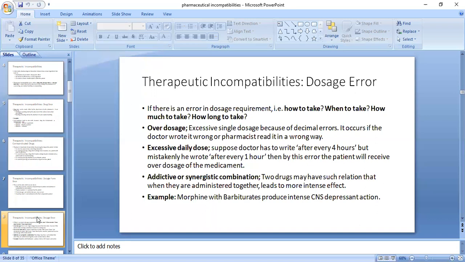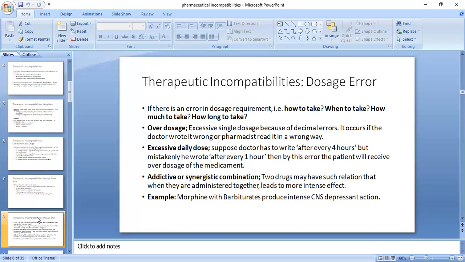Overdosage, excessive single dosage because of decimal errors. It occurs if the doctor wrote it wrong or the pharmacist read it in the wrong way. Then excessive daily dose. Suppose the doctor has to write after every 4 hours, but mistakenly he wrote after every 1 hour. Then by this error, the patient will receive overdosage of the medicament. This is a very serious condition when overdosage of any medicament is taken by the patient.